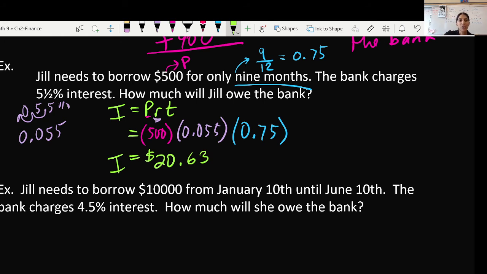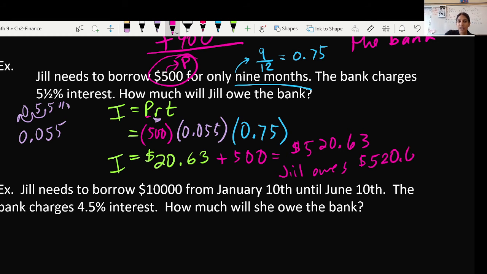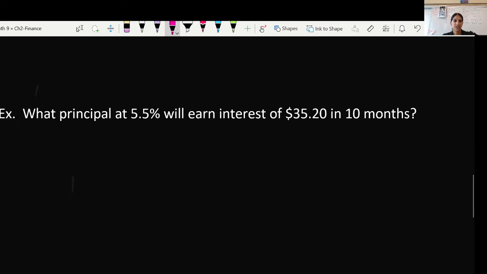It says how much will Jill owe the bank? So do you see that we also want to add into that the initial $500 that she borrowed? So when we add that in, she would owe the bank $520.63. So Jill owes the bank $520.63. Okay, so I hope that that is starting to make sense. We're going to skip ahead to the next example.